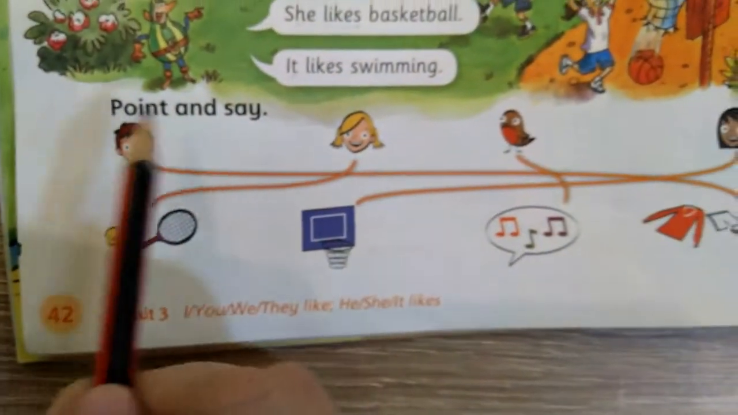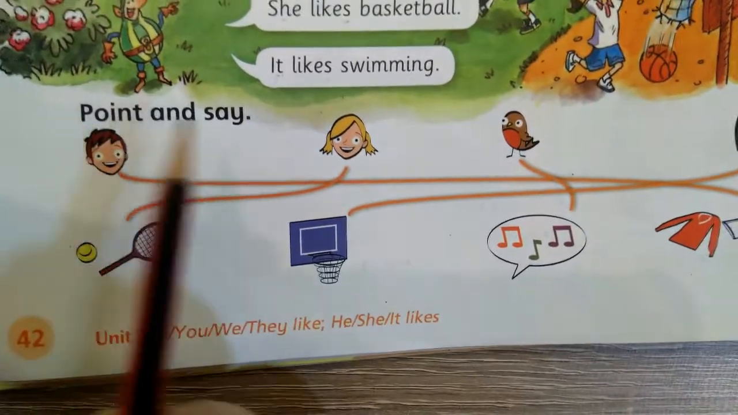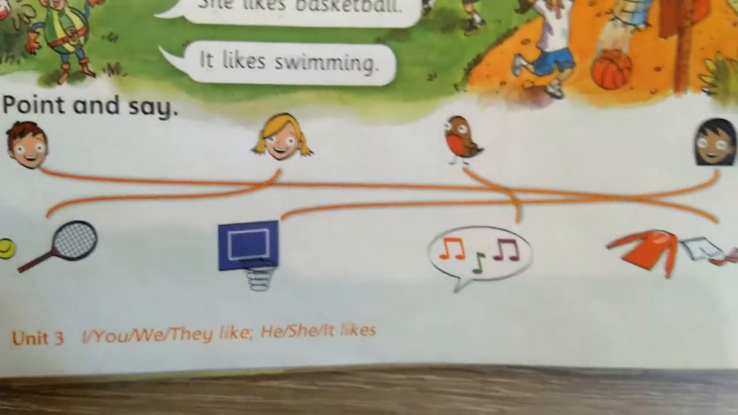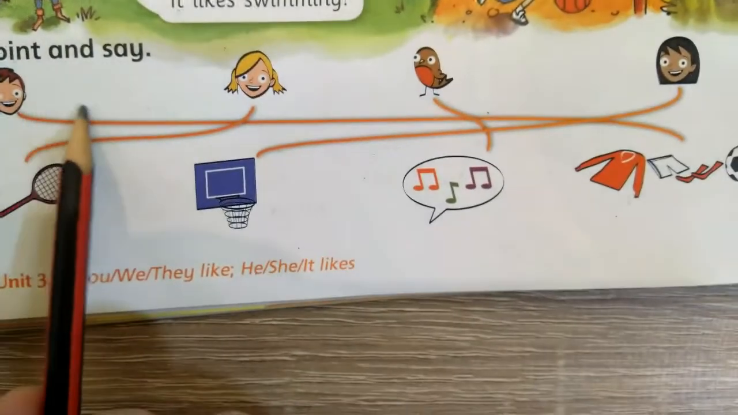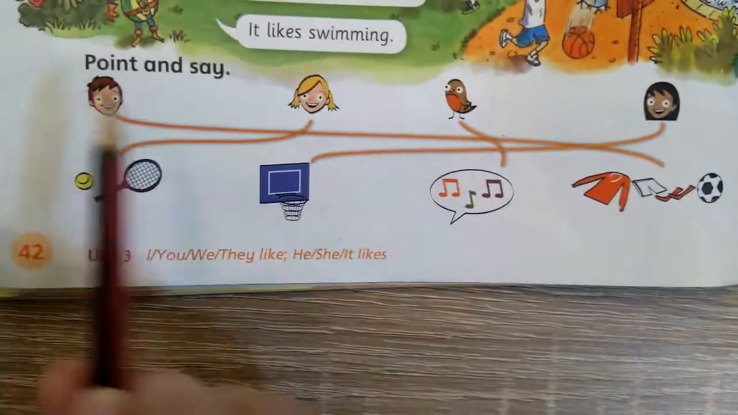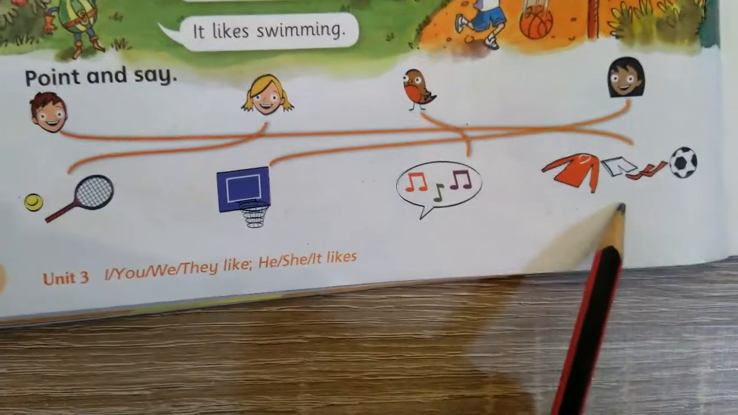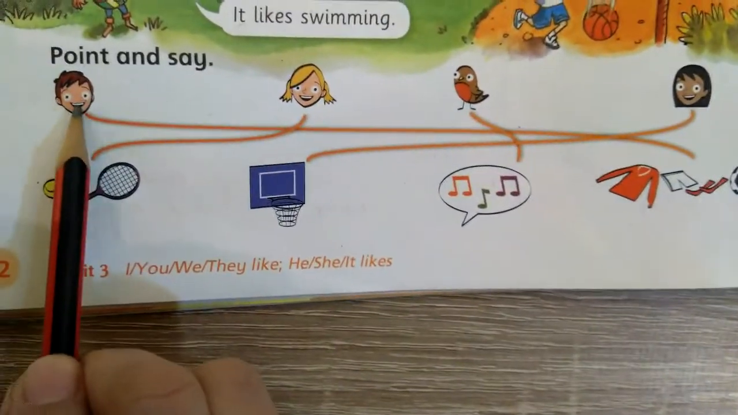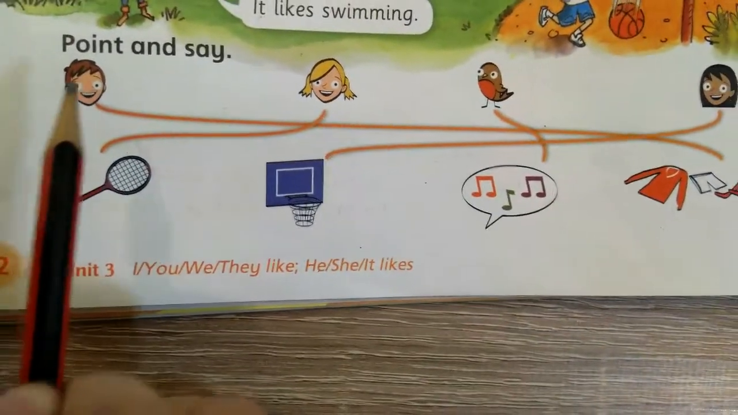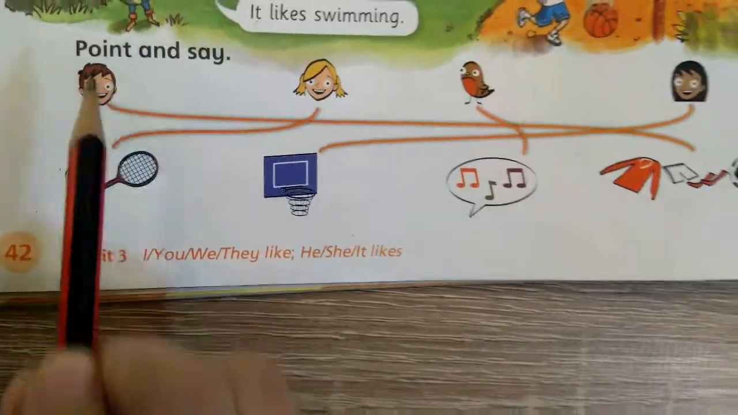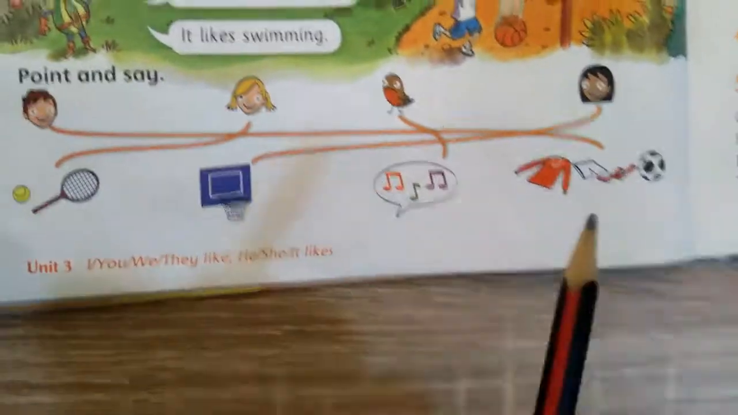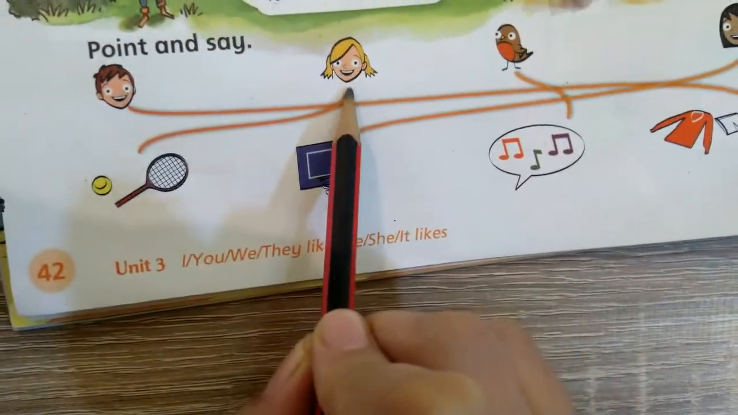Now, finally, we have down here, point and say. Let's practice. The more we practice the rule, the more we become champions. Bravo. Look at the boy. Follow the line that connects to the matching picture. It leads to the football. What do you expect? What does he like? Football. Playing football. Right? He, because it's one boy. He likes football, or he likes playing football. Excellent, bravo.